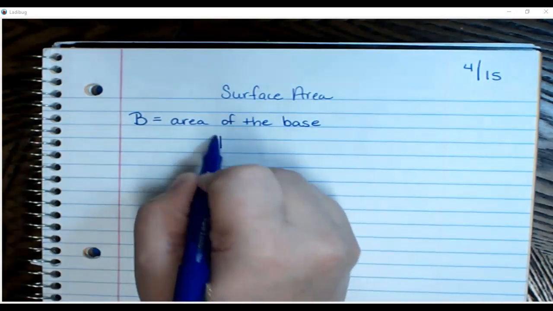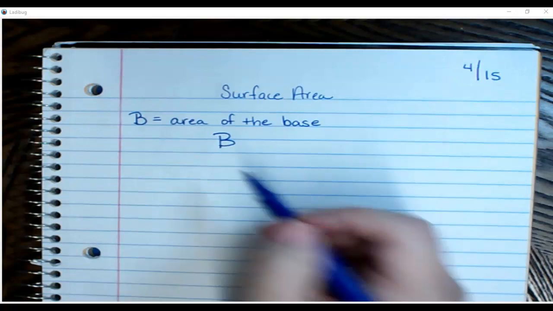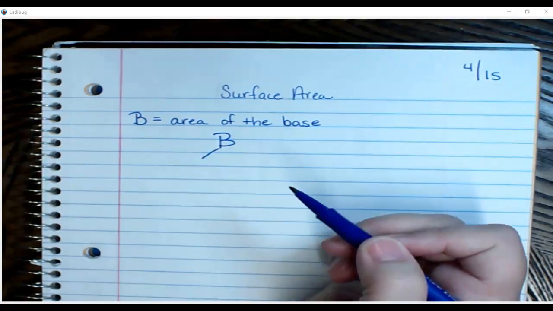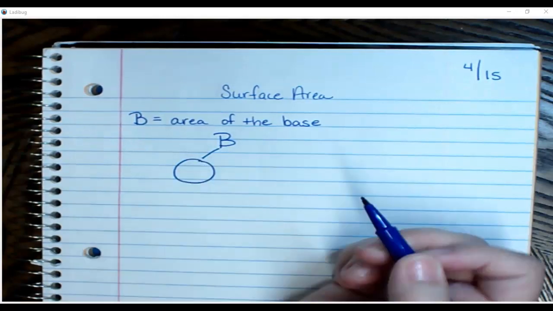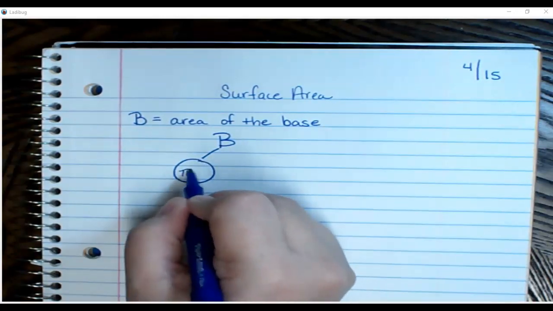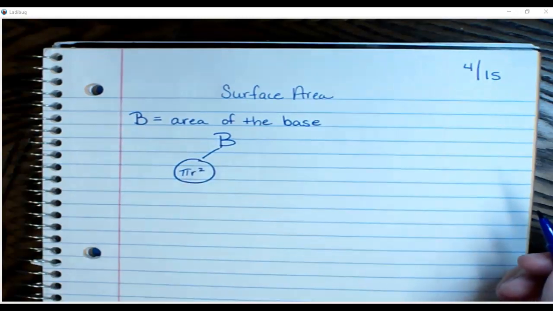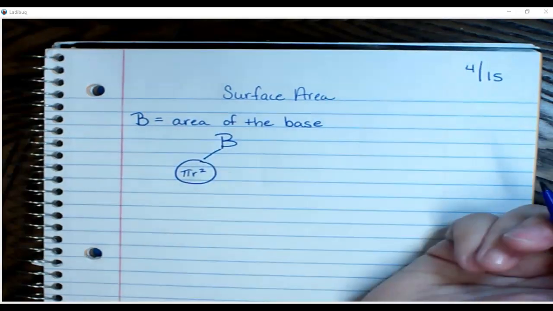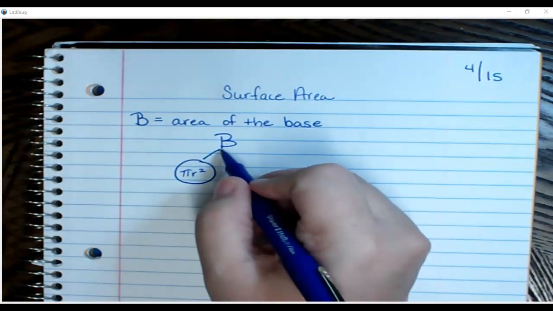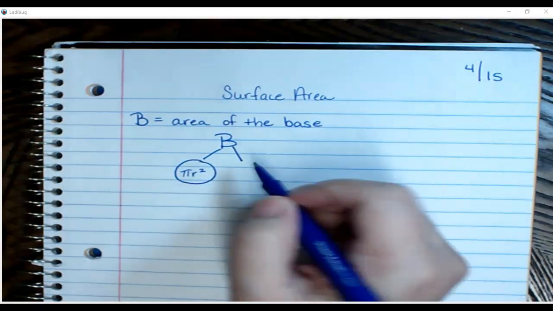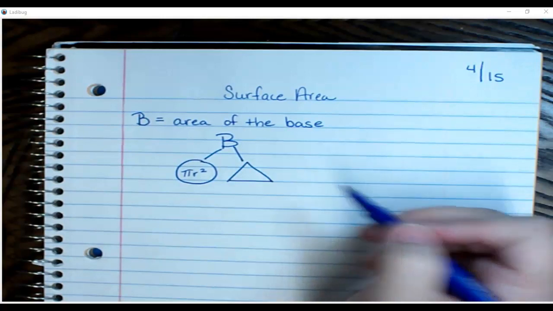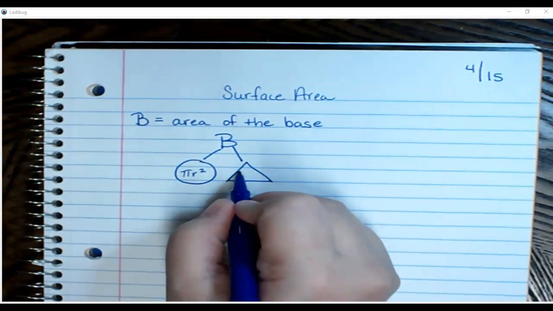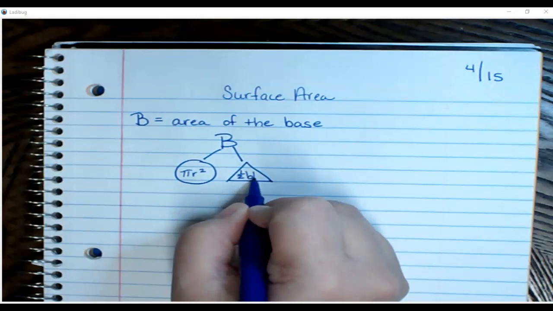So if we have Big B, we learned in our volume unit, with everything that we did with cylinders and cones, the area of our base was always a circle. And we find the area of a circle from pi r squared. Well, in our surface area unit, our base could also be other shapes. It could be triangles, it could be rectangles. So in addition to having a circular base, we could also have a triangular base. And to find the area of a triangle, if you remember from last year, is 1/2 base times height.